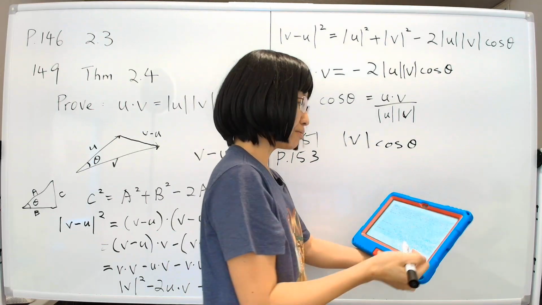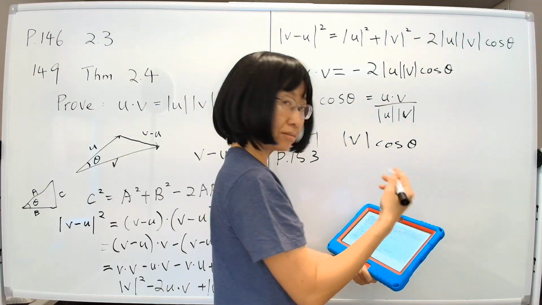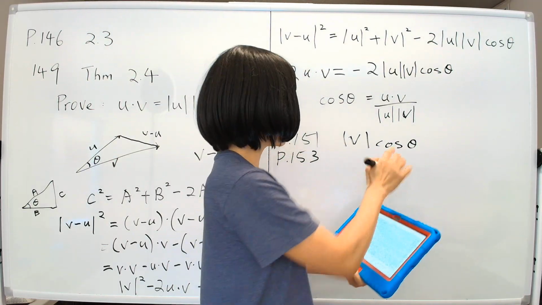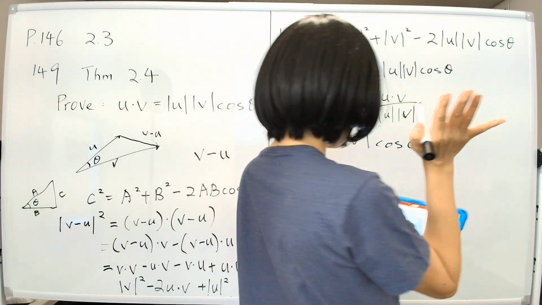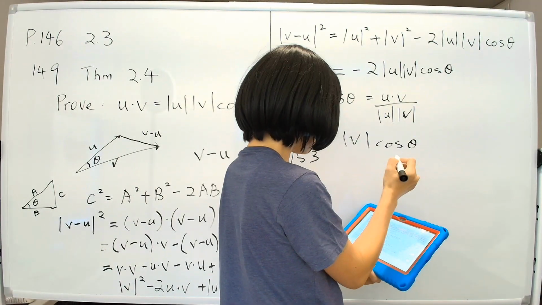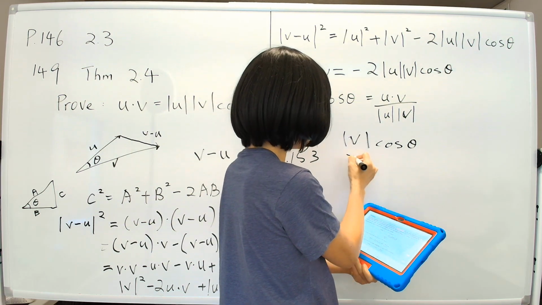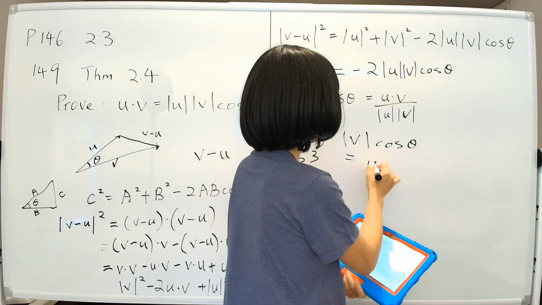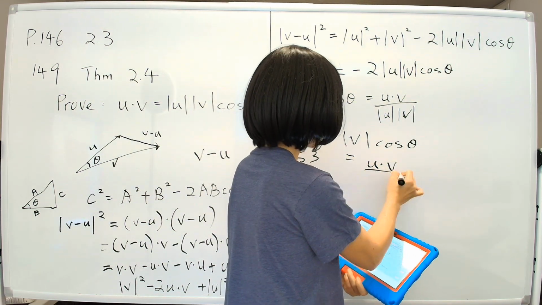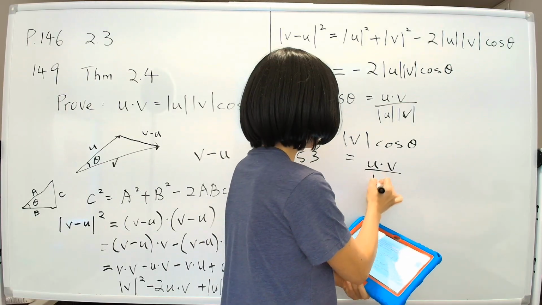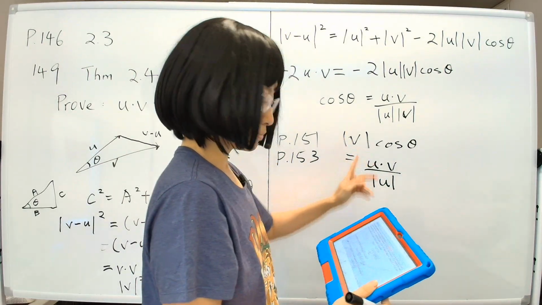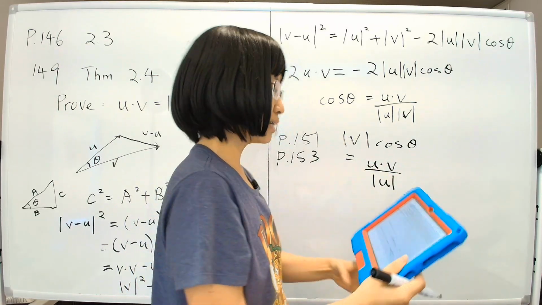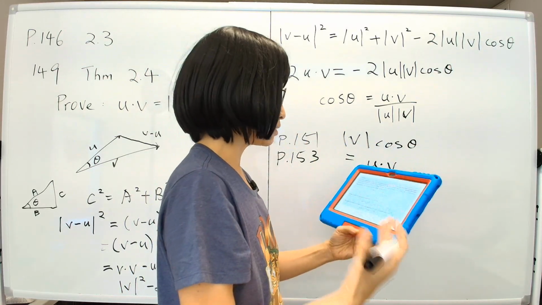Or you can rewrite it after substituting cosine theta from this equation over here. Eventually you get that the projection is also equal to u dot V divided by the magnitude of u. That's just the length, that is the magnitude.